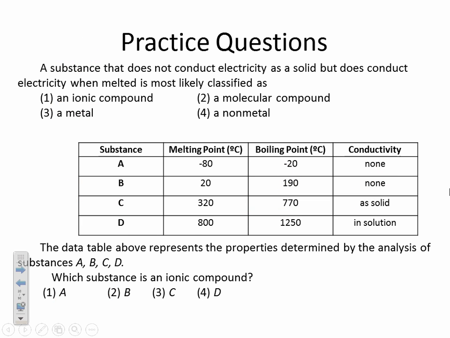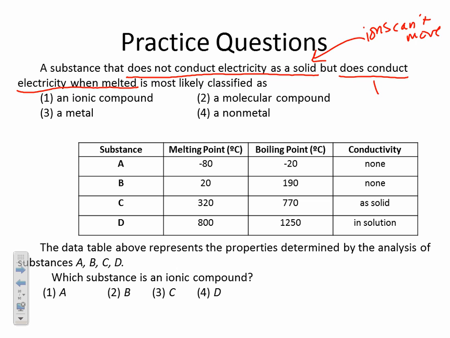And then just some example questions about properties of ionic compounds that the Regents have asked in the past. We have this one: a substance that does not conduct electricity as a solid, okay, so that's important, but does conduct electricity when it's melted is most likely classified as what? Well, here, telling me that it doesn't conduct electricity as a solid indicates that the ions can't move, but it does conduct electricity when melted. Well, now the ions can move. So I know that it has to have a charge, but I know that the charge won't be activated until it's liquid. So yeah, that's an ionic compound right there. Doesn't conduct as a solid, but does conduct as a liquid.